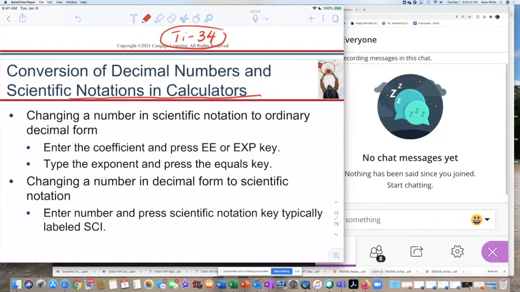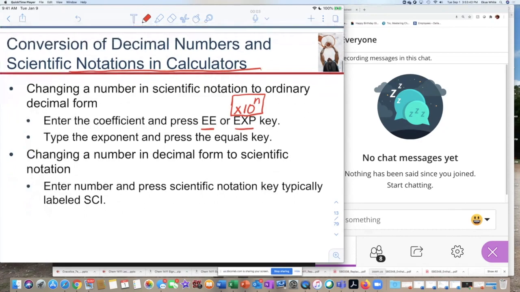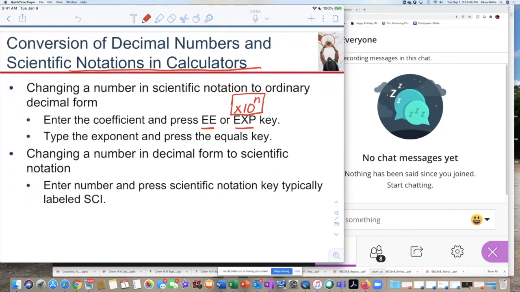So on my calculator, I do not have the EE or the EXP key. Instead, I have the times 10 power N key. I deliberately selected this calculator because I wanted the times 10 power N key. So when I actually put numbers in my calculator as scientific notation, say my goal is to write 5.4 times 10 power negative 6.